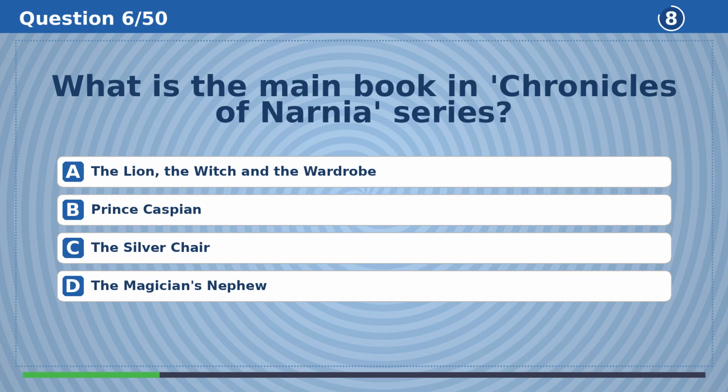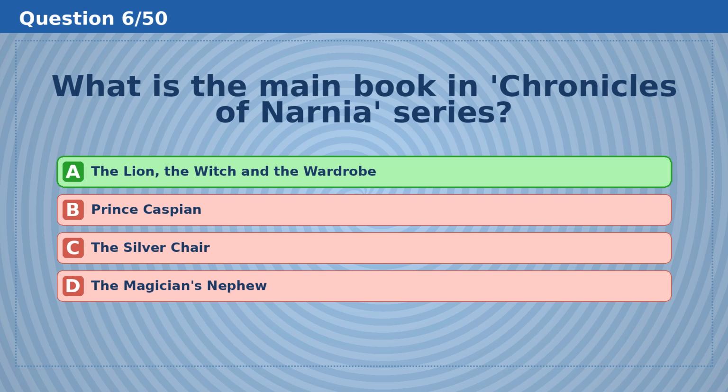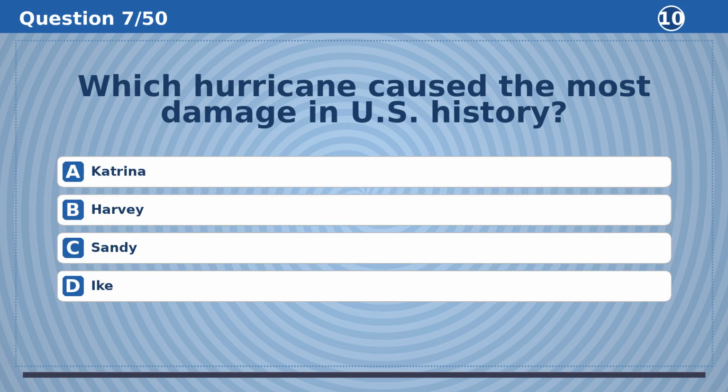What is the main book in Chronicles of Narnia series? The answer is A, The Lion, the Witch and the Wardrobe.